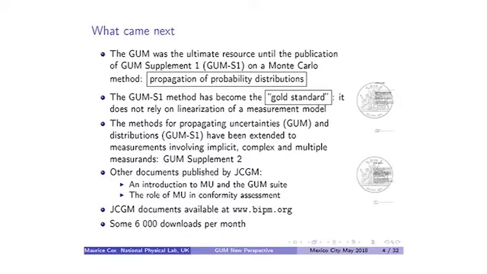Other documents published by the JCGM included an introduction to measurement uncertainty and other documents. One particular document was on the role of measurement uncertainty in conformity assessment. I shall refer to that later. The JCGM documents are available at no cost on the website mentioned there, and it's a credit to their usefulness. There are some 6,000 downloads per month on average of the JCGM documents.